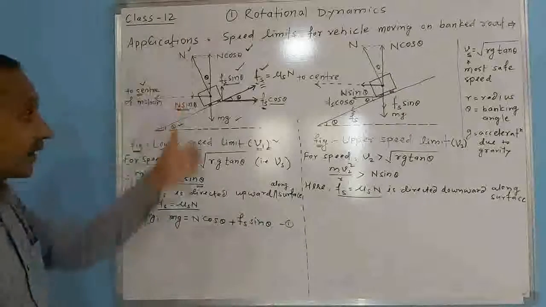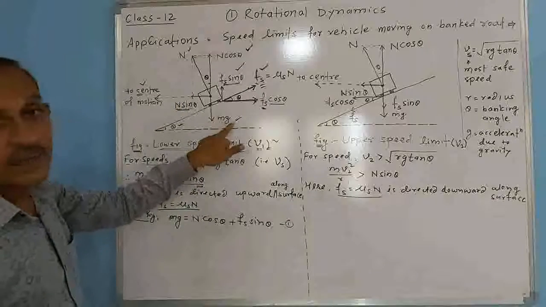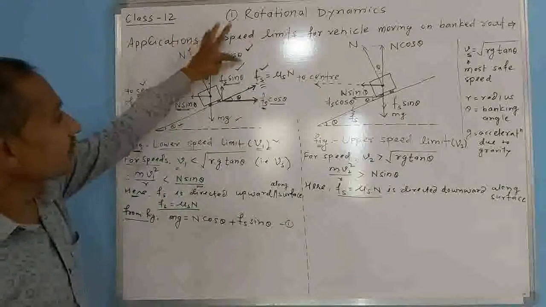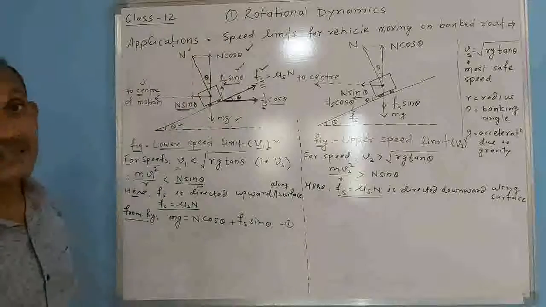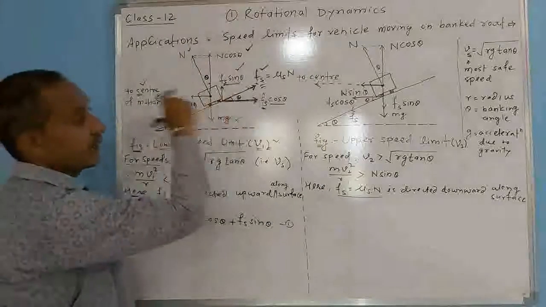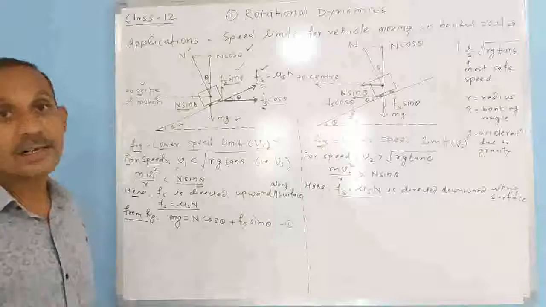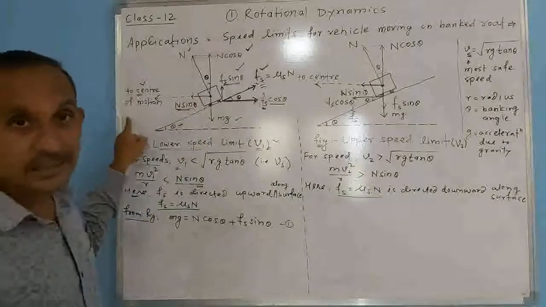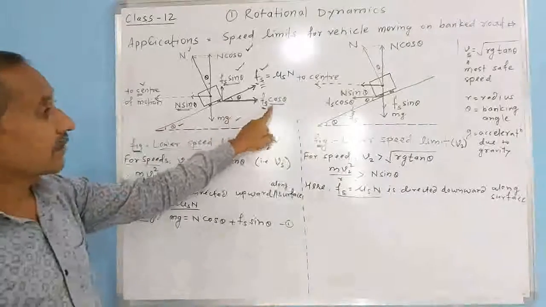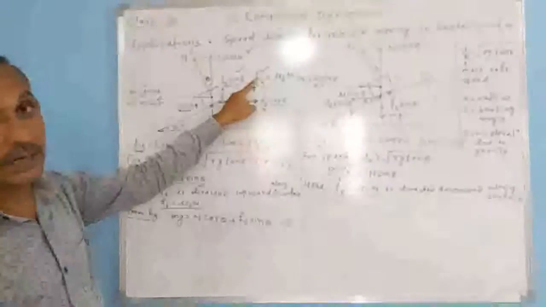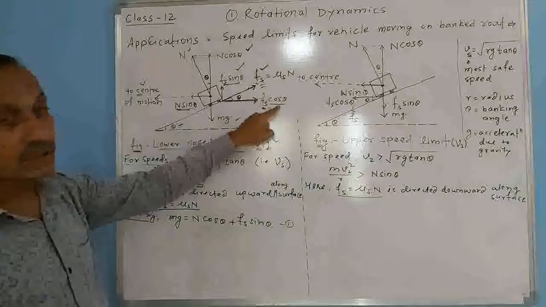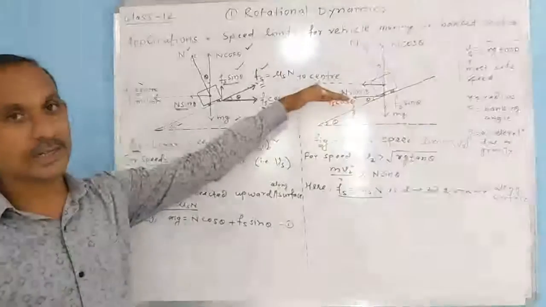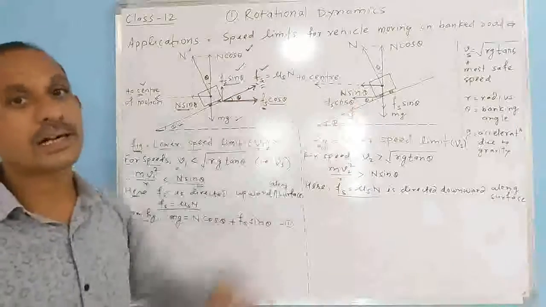So along the vertical direction, mg is balanced by N cos theta and Fs sin theta. Along the horizontal direction, the N sin theta is directed towards the center, but Fs cos theta, that is the component of Fs cos theta, is directed in the radially outward direction.